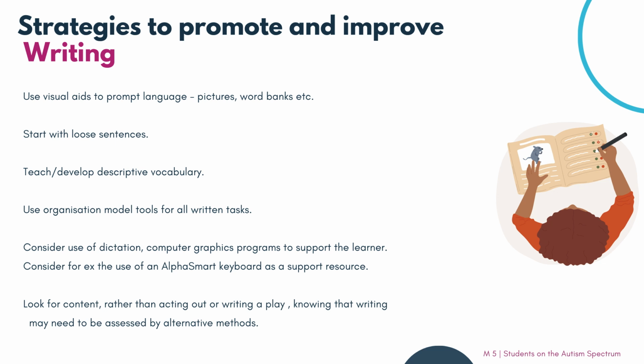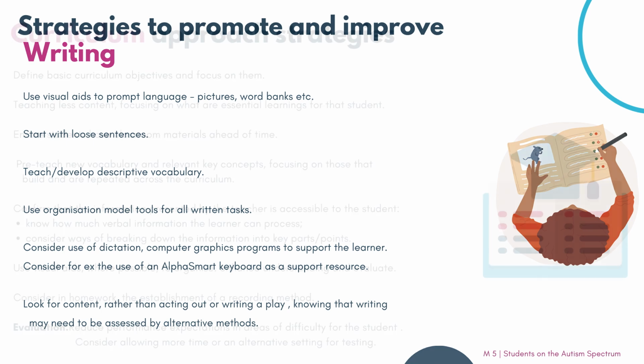Consider an AlphaSmart keyboard as a support resource. Search for content rather than staging or writing a play, knowing that writing may need to be assessed by alternative methods than those used for the class as a whole. For example, consider whether the student has answered the content questions rather than assessing only the writing.